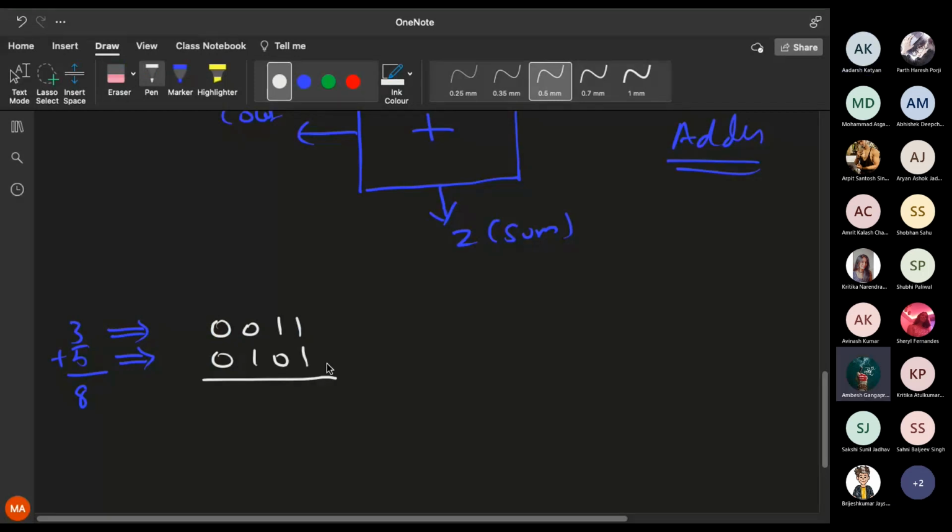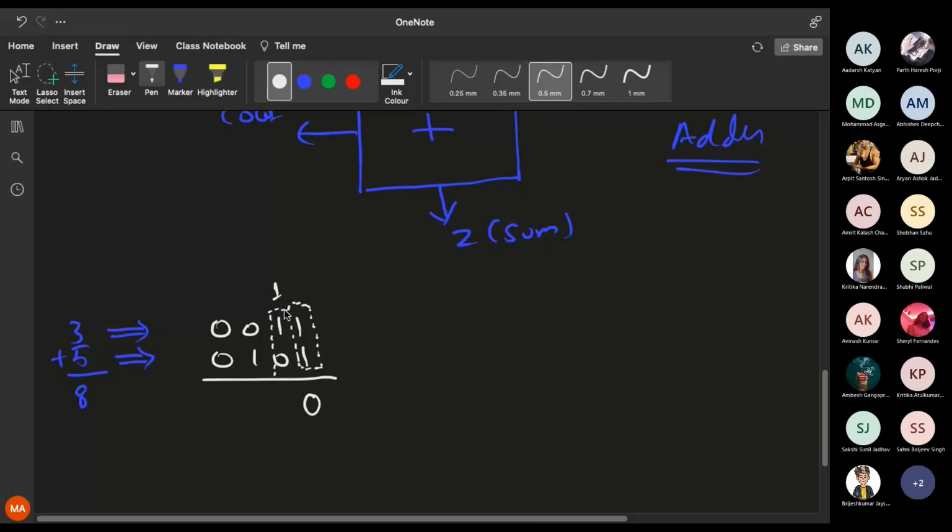If I add 1 plus 1, the sum is 0 and the carry is 1. So the half adder will work perfectly fine over here. In my half adder, I give x as 1 and y as 1, the sum is 0 and the carry is 1. Right? Now what will the next half adder do? Check the next half adder.